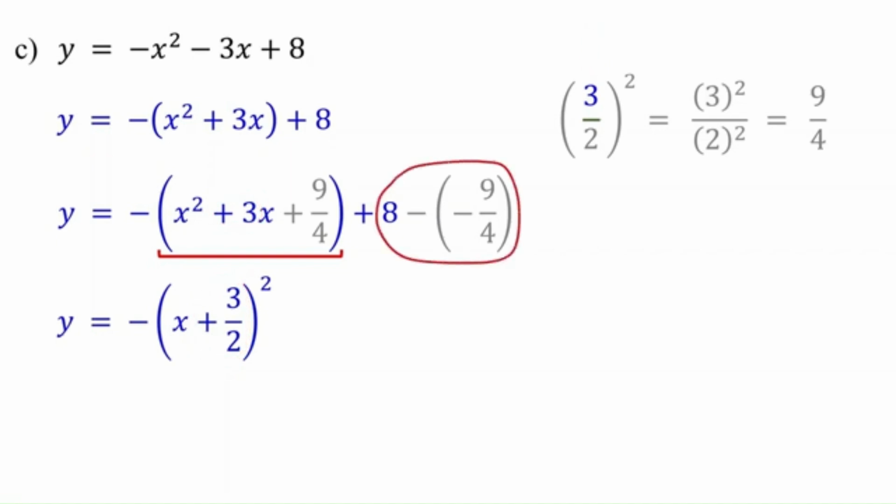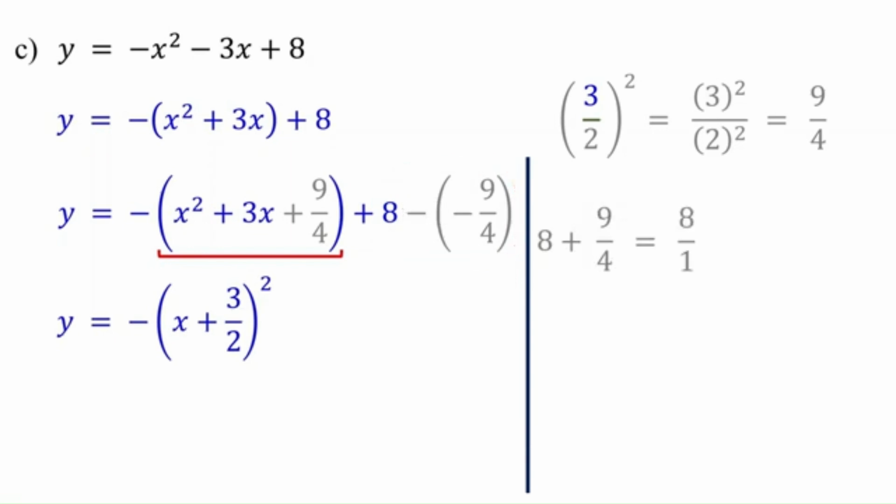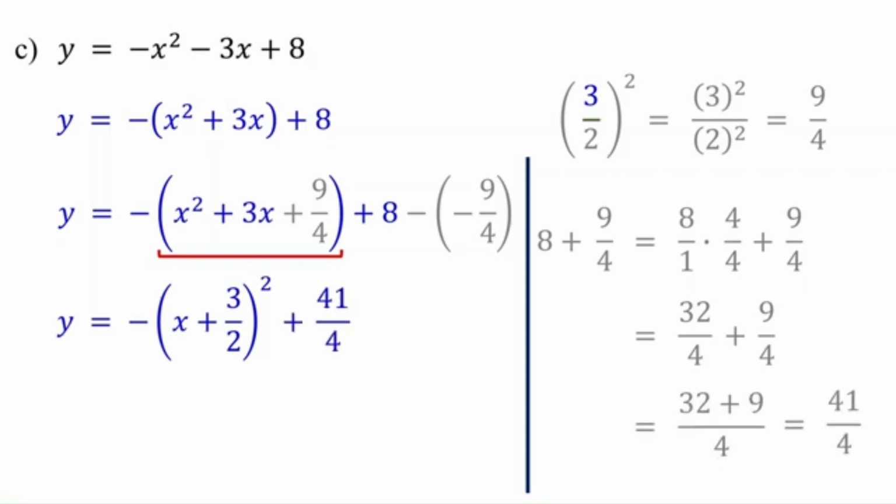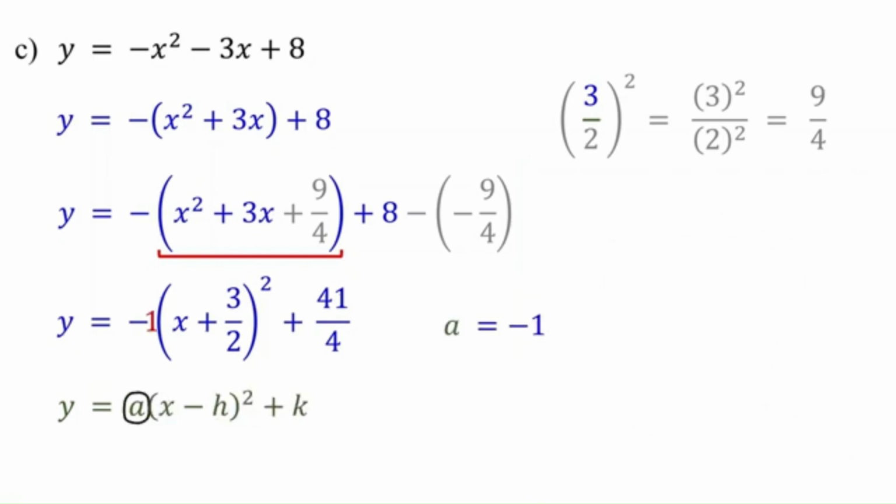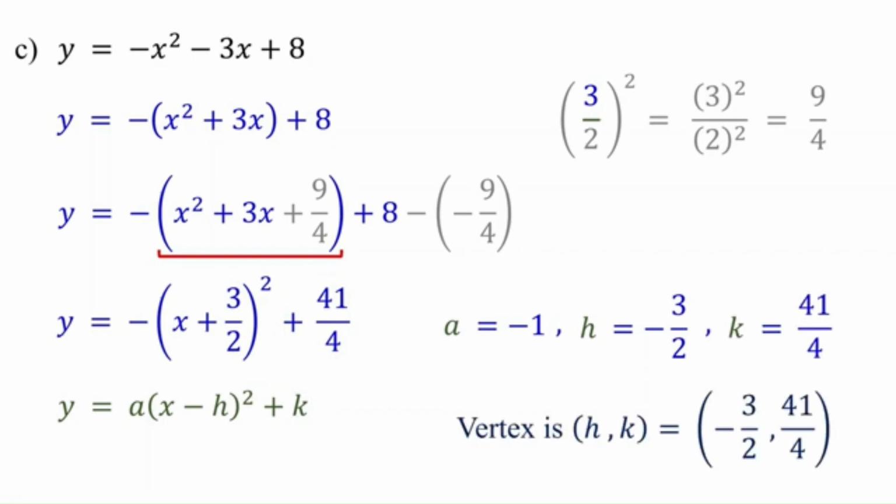Now, let's simplify this. Since negative times negative is positive, this is the same thing as 8 plus 9/4, right? 8 is equivalent to 8 over 1. To get a common denominator, multiply it by 4 over 4. 8 times 4 is 32, and 1 times 4 is 4. Now, add the numerators, which equals 41. This is now in vertex form. a equals -1. h equals the opposite of the number inside the parentheses, and k equals the constant term. So, the vertex is the point -3/2, 41 over 4.